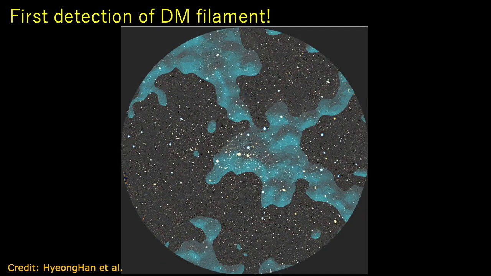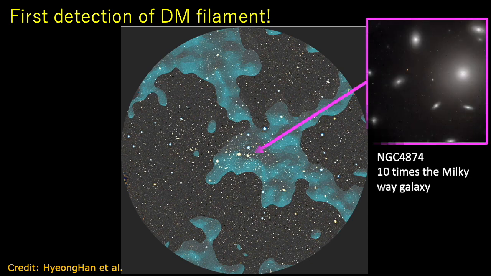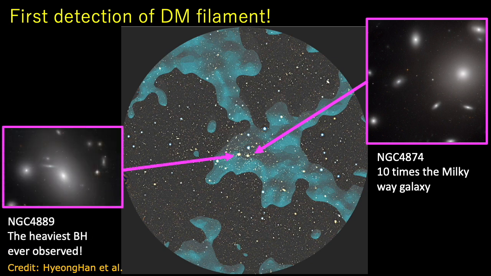As a result, the research team used publicly available data from the Subaru telescope to measure the dark matter distribution, resulting in the distribution shown here. The background image was captured by HSC, with green indicating the dark matter distribution. The center of the image corresponds to the center of the Coma cluster, home to the giant elliptical galaxy NGC 4874, which is about 10 times the size of the Milky Way. Slightly away from the center lies NGC 4889, which contains the heaviest black hole recorded.